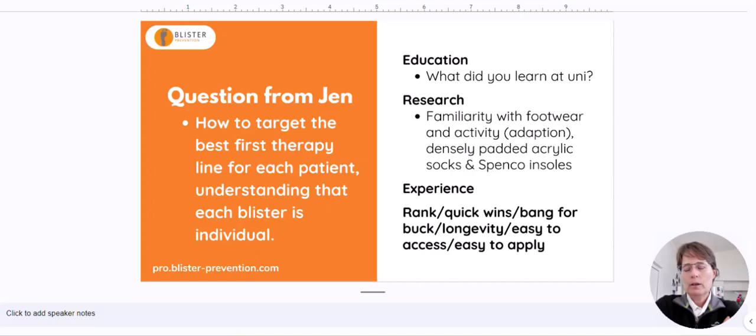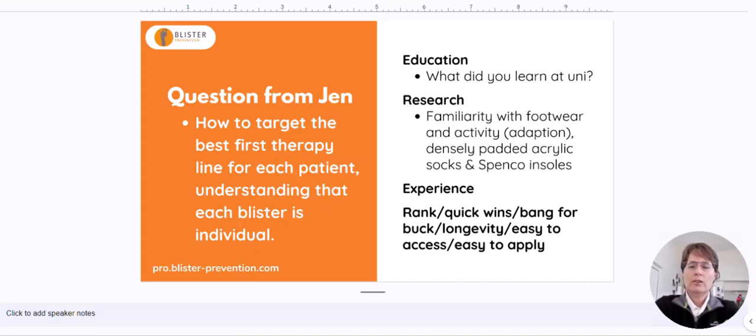If we just want to be going on research, then all of our preventions would involve a familiarity with the footwear and activity, so we're allowing for the adaptive changes in the epidermis. We'd wear densely padded acrylic socks, 100% acrylic socks. Now you can't get 100% acrylic socks, I've tried, but you could probably substitute that for moisture wicking, densely padded moisture wicking, or just go for densely padded, I think, but that's just my opinion. And Spenco insoles. We have an evidence base for Spenco insoles, but of course that's not enough.